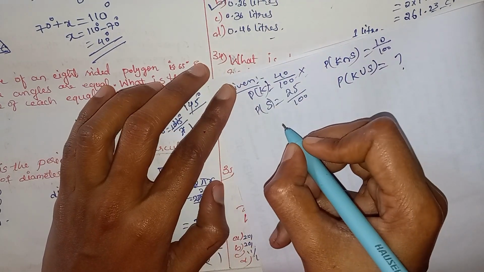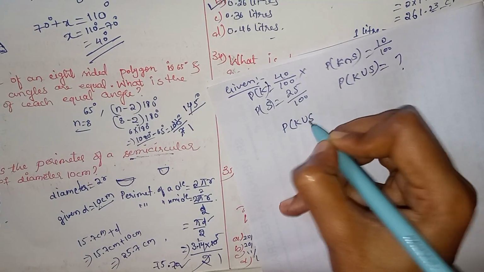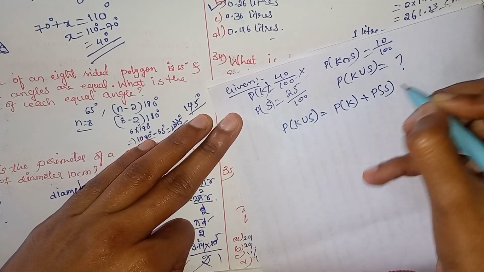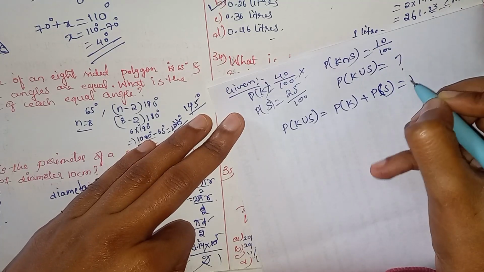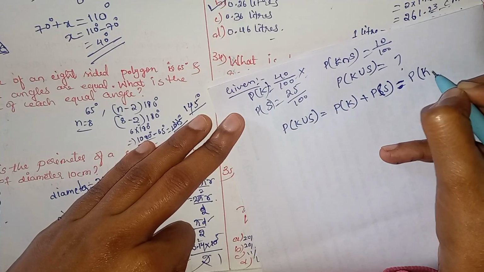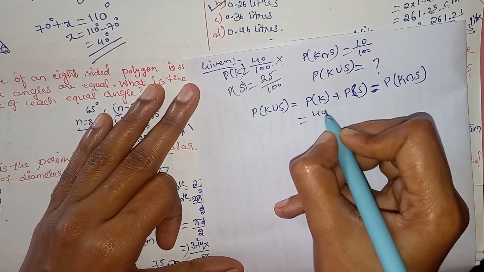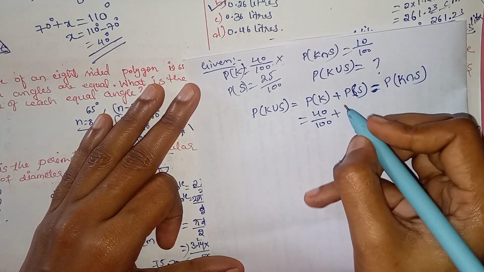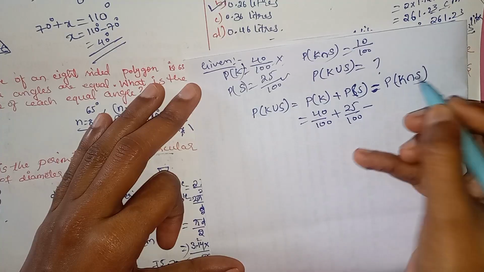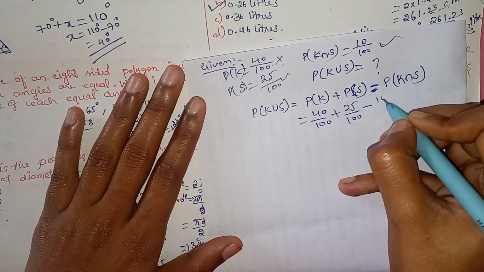Do we know the formula? Yes, we know the formula. Probability of K union S is going to be probability of K plus probability of S minus probability of K intersection S. What is the probability of K? 40 by 100 plus probability of S, 25 by 100, minus probability of K intersection S, which means both. Both means 10 by 100.